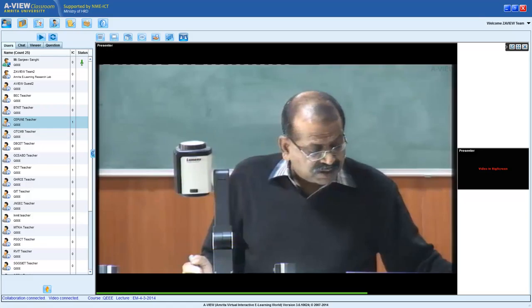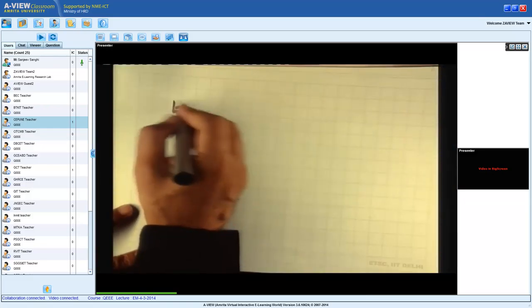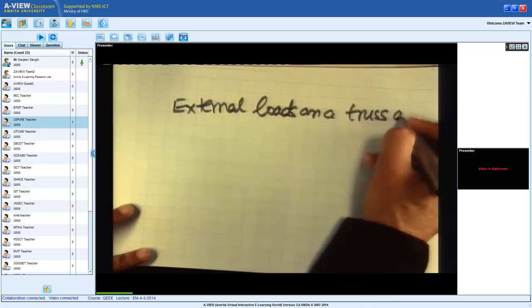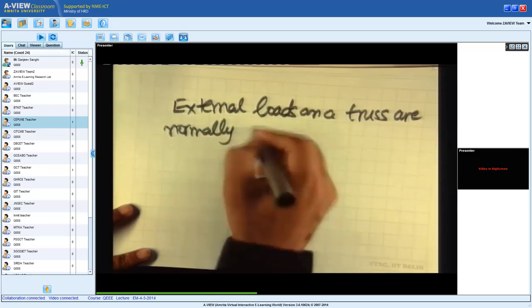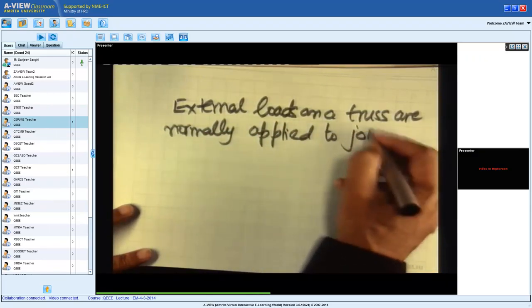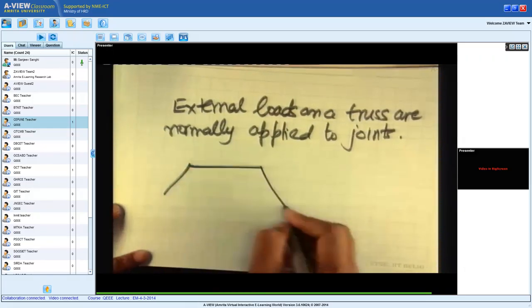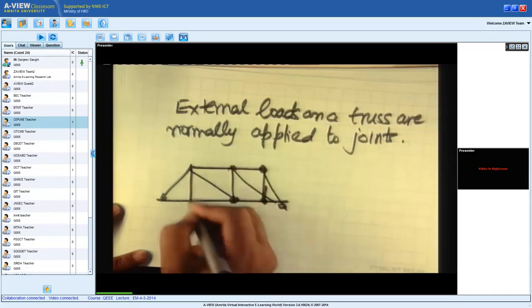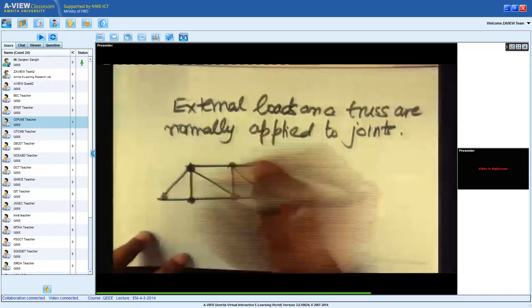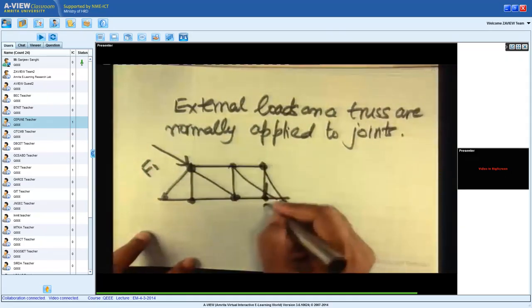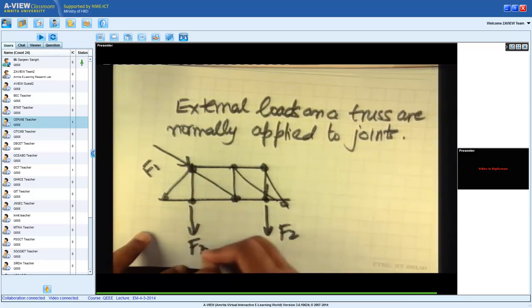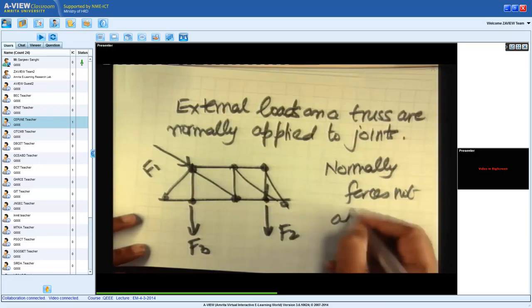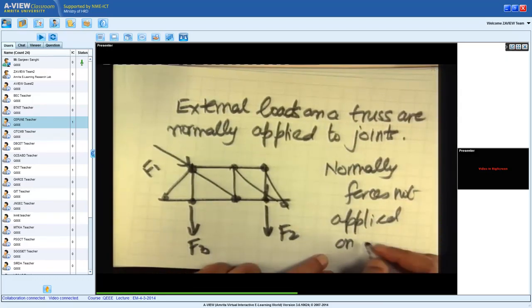Now in a truss, the truss design is such that external loads on a truss are normally applied to the joints. For example, if this is my truss structure and all these are members, then external forces will be applied. For example, a force F1 is applied here, a force F2 is applied here, a force F3 is applied here. We do not normally apply forces on the members.